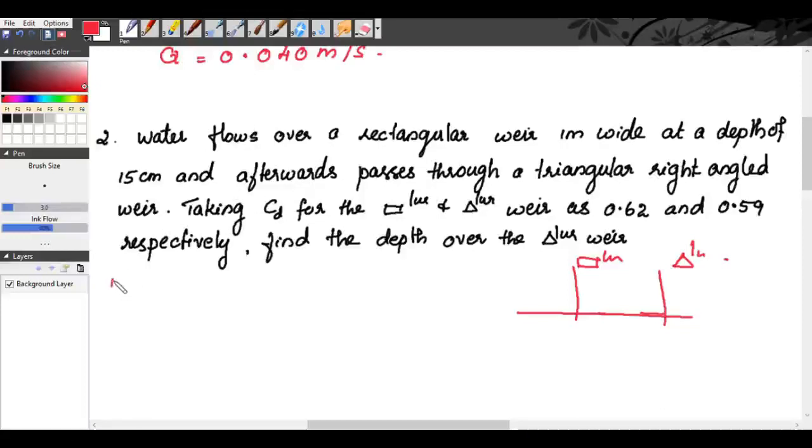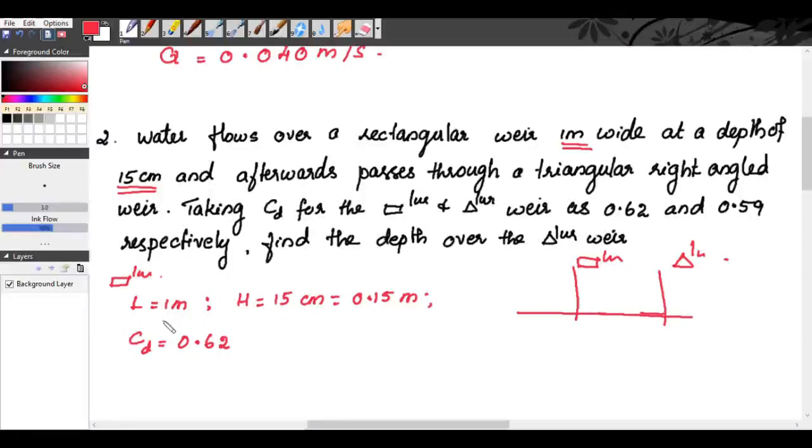So first of all, we will consider the rectangular weir. It is given as 1 meter wide, so the length of the weir is equal to 1 meter. And the depth is 15 centimeter, that means the head of water is 15 centimeter, so it is 0.15 meter. And the coefficient of discharge CD for the rectangular weir is given as 0.62. These are the conditions for the rectangular weir.